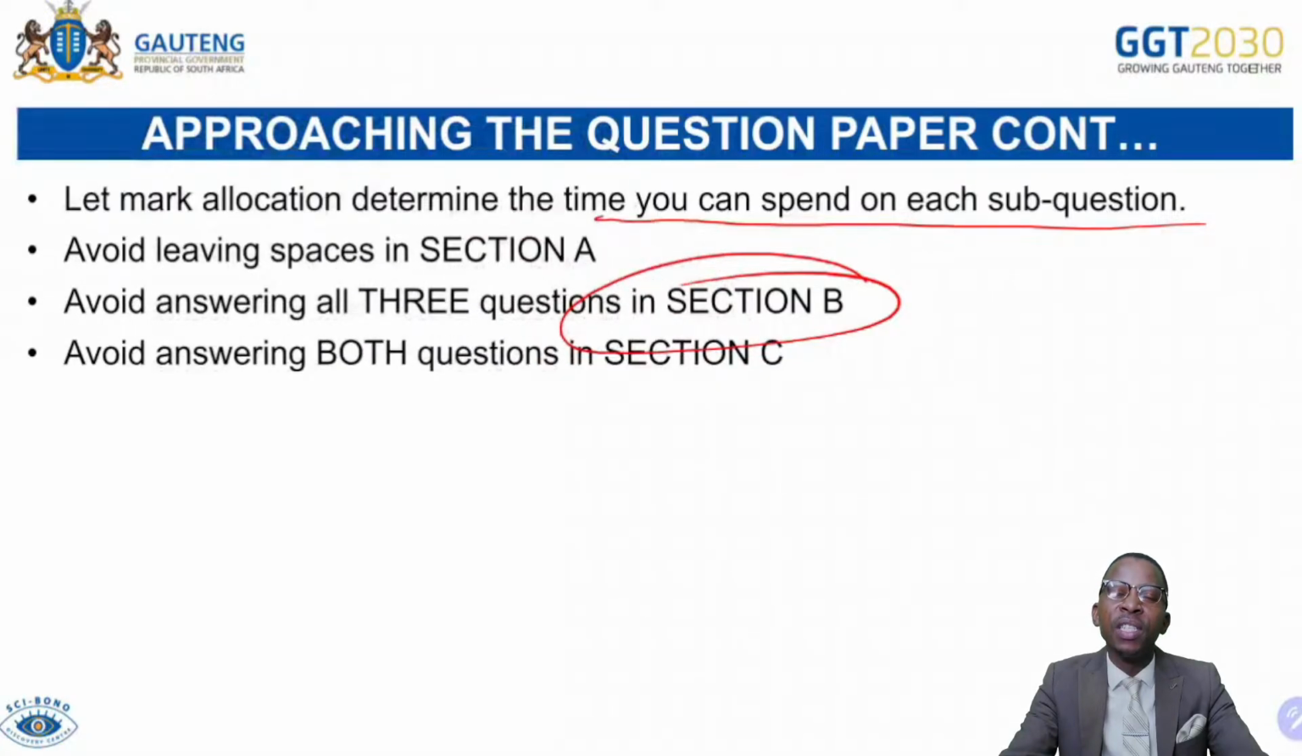Avoid answering both questions in section C. It's obvious: section C has 2 questions, and you answer only one. It's question 5 and question 6. Answer only one question. Do not answer both.